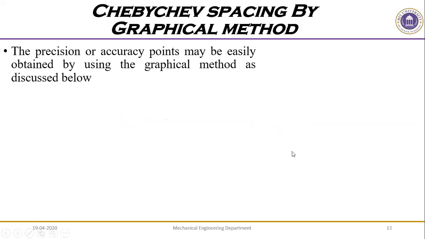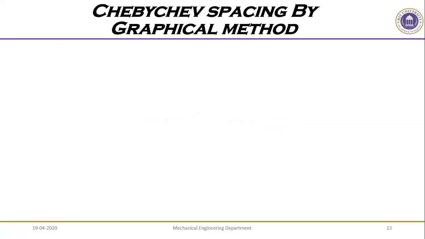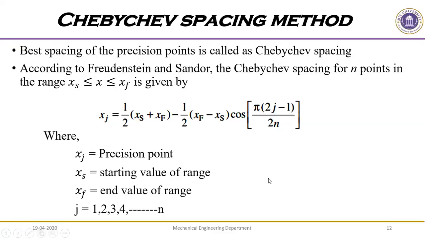Now the precision or accuracy points may be easily obtained by using the graphical method. No doubt, in this case, you can find out 3 precision points, 4 precision points, 5 precision points by the analytical method. I have explained right now that xj is x1. If you are putting x1, meaning the first precision point, you are going to find x1. At that time, j has to be replaced by 1.